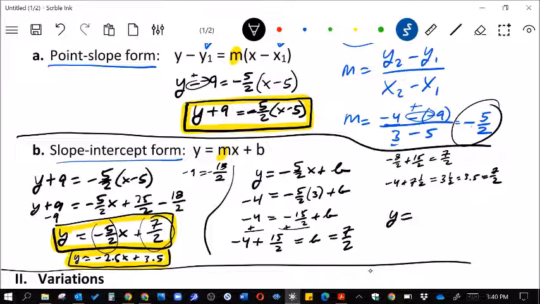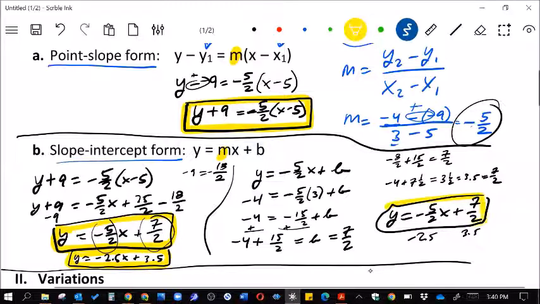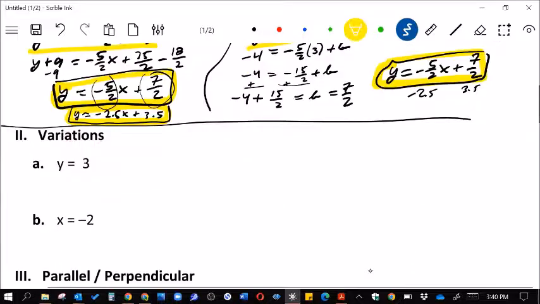And we get y equals -5 over 2 x plus 7 over 2. Looks to me like it's the same thing as on the other side. And of course, I could use -2.5 and 3.5 if I wanted to. So whether you do it with that or whether you do it with that, you're still going to get the same answer. Now let's look at some variation.